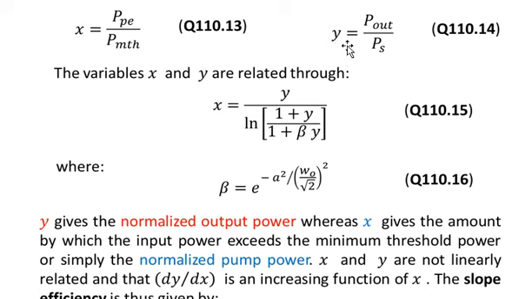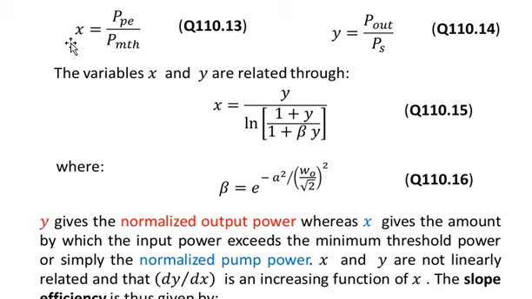Now I am going to give you a little bit of description of the variables y and x. Y gives the normalized output power. You see that P out is the output power, and we have normalized it so that we have a dimensionless quantity. So Y is the normalized output power, normalized with the saturation power, where X gives you the amount by which the input power exceeds the minimum threshold power.